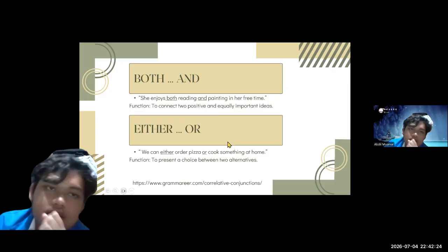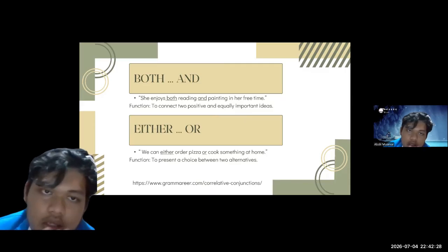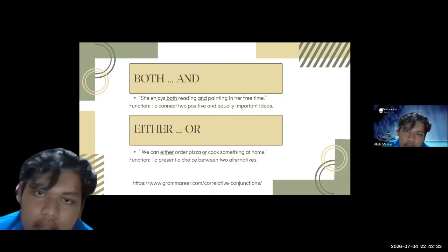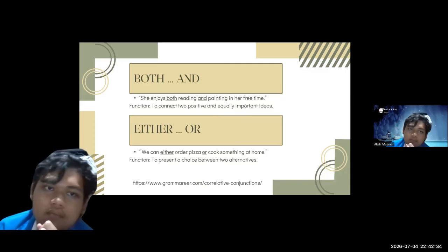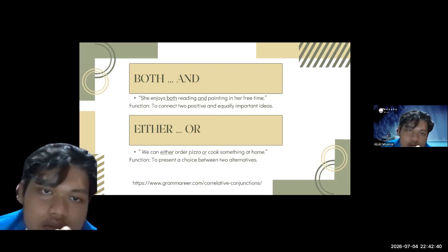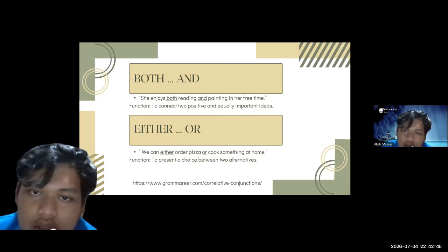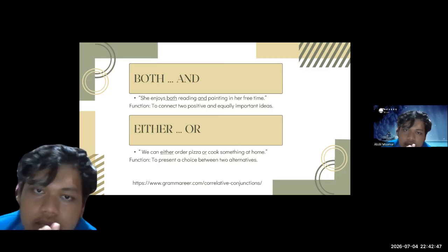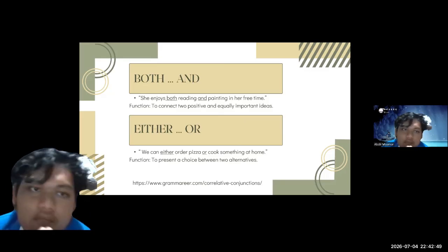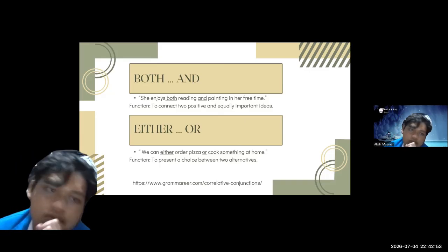Here is the original sentence. Both and. She enjoys both reading and painting in her free time. The structure is subject plus verb plus both plus noun plus and plus noun. The function is to connect two positive and equally important ideas.